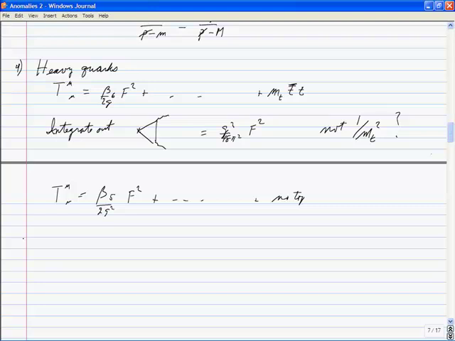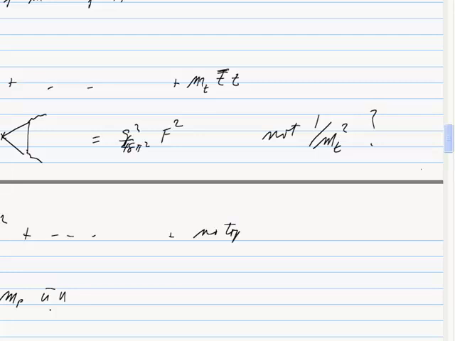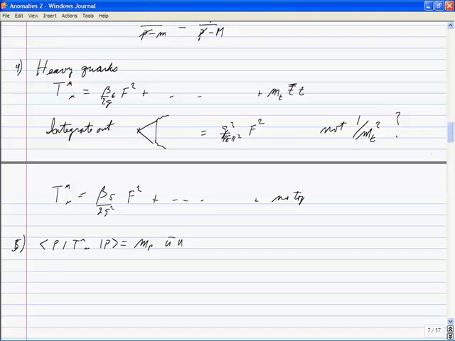Okay. Comment number 5 or 6 is: we started off by saying that for the proton, the particle's mass, T mu mu, has to be the mass of the proton. That turns out to be m u bar u. So whatever normalization convention you use for u bar u, it always equals that. Okay.